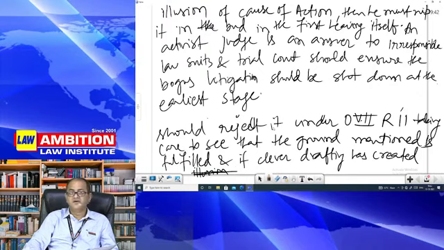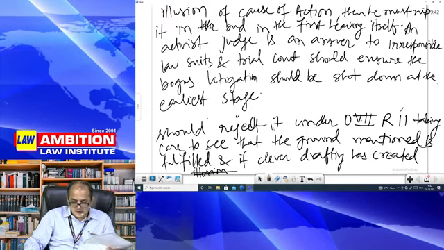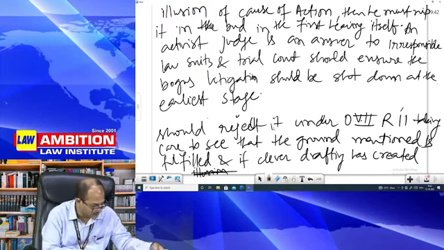Order 7 Rule 11 is not discretionary, it is mandatory. It is mandatory, it shall be rejected. It shall be rejected. It is mandatory. It is not discretionary, my dear friend, it is mandatory.